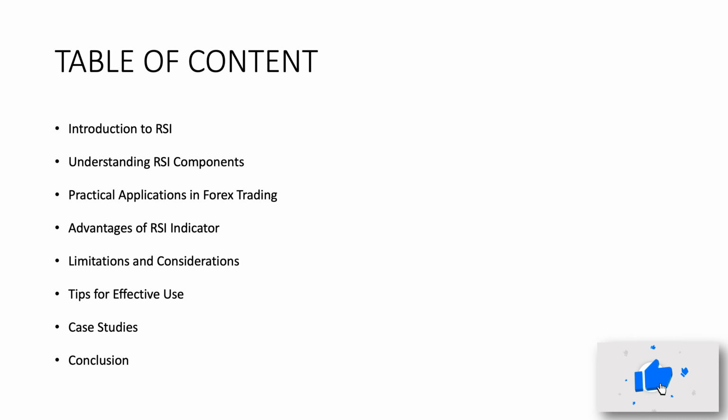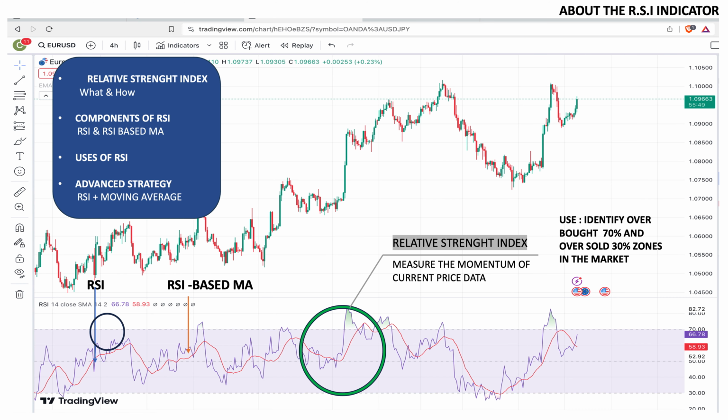So briefly into the table of contents: RSI, understanding RSI, practical applications in Forex trading, advantages of the RSI indicator, limitations and considerations. We have the tips for effective use and conclusions. So we're going to talk about what the RSI is and how to use it, the components of RSI, the uses of RSI. And then finally, we're going to look into the advanced strategy, which is how to use the RSI and a moving average.